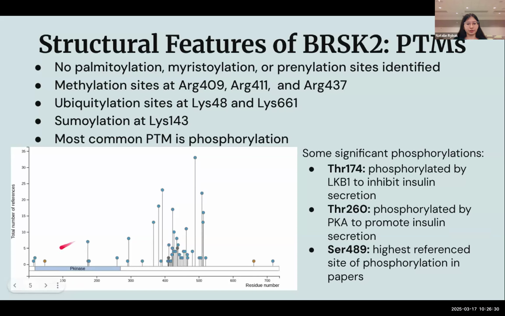There's a ubiquitination site thought to be on either end of the protein. There's also a sumoylation suggested somewhere in the middle of the protein, but most commonly, as you can tell from all of the blue dots here on the phosphosite diagram, it's mostly phosphorylations.